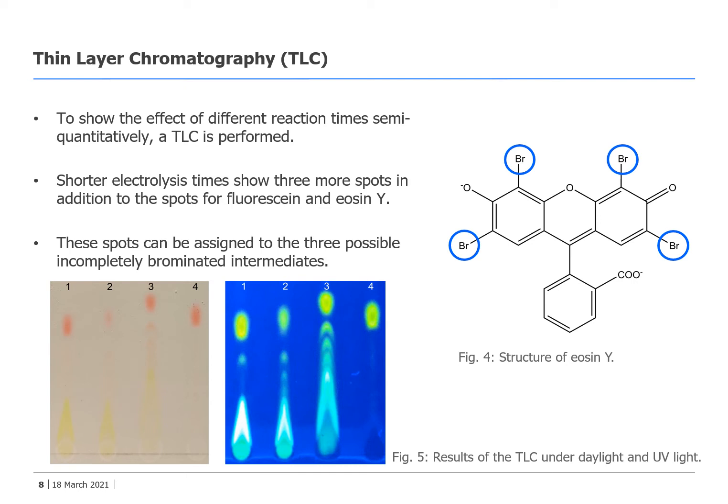Sample 4 shows a complete bromination of the fluorescein, therefore only 1 spot is visible. This shows that after only 2 minutes, all of the fluorescein has been converted to eosin Y.